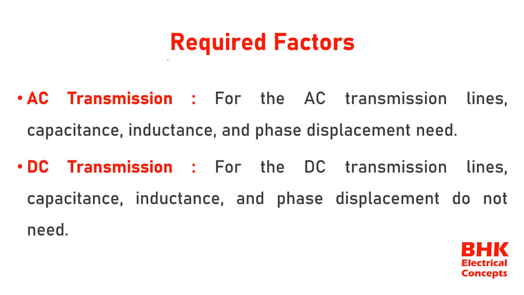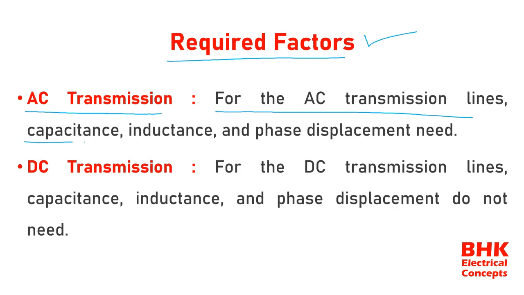And another thing is the required factors. What are the required factors for AC transmission and DC transmission? For AC transmission lines, capacitance, inductance and phase displacement are very important, because any conducting material has the property of resistance, between any two parallel conductors there is capacitance, and in any conductor, due to the alternating flux flowing through it, inductance is also produced. That is why in the AC transmission system, resistance, inductance and capacitance are present, and along with these, phase displacement is also required.